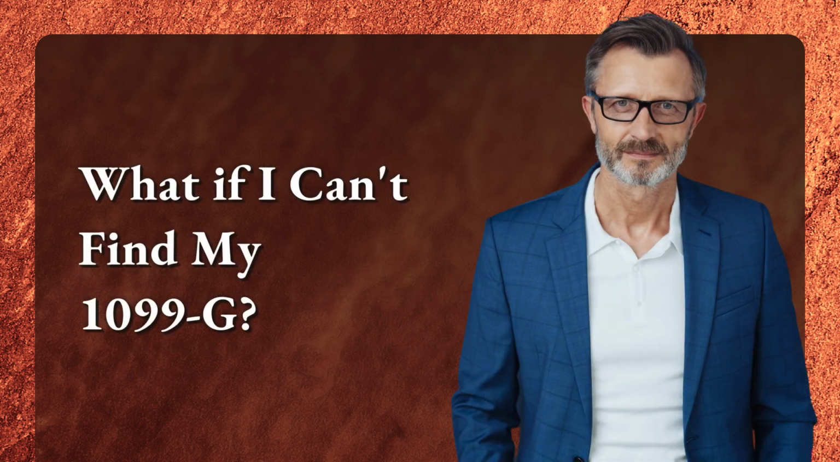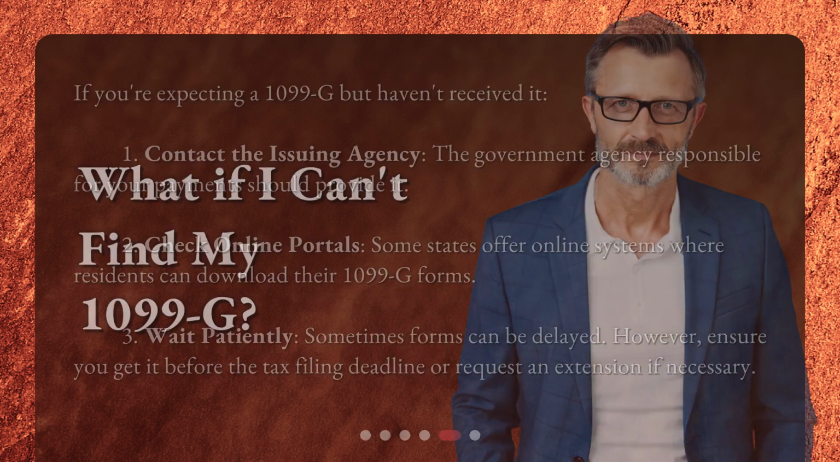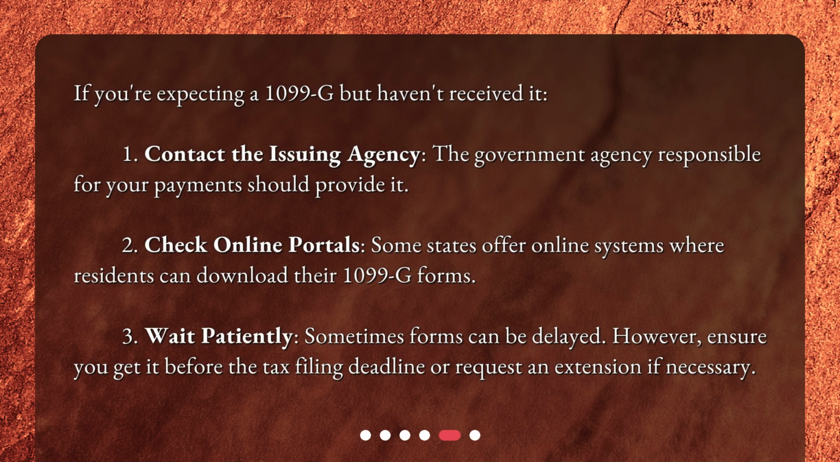What if I can't find my 1099-G? If you're expecting a 1099-G but haven't received it: 1. Contact the issuing agency. The government agency responsible for your payments should provide it. 2. Check online portals. Some states offer online systems where residents can download their 1099-G forms. 3. Wait patiently. Sometimes forms can be delayed. However, ensure you get it before the tax filing deadline or request an extension if necessary.